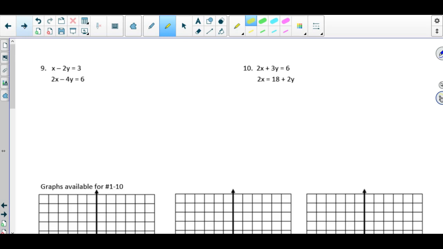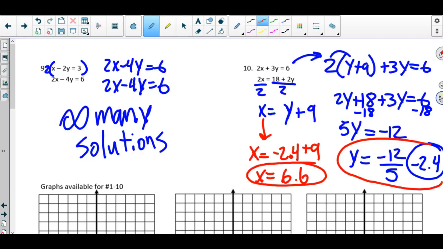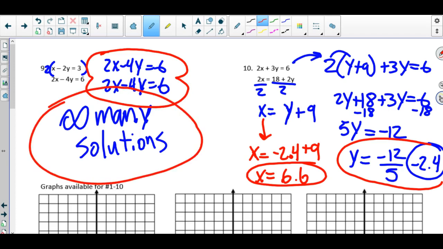9 and 10, same thing. I'm just going to give you the answer. That's just more problems like we've been doing. All right, number 9, I went with the elimination method. I noticed that if I double the top equation, it's going to cancel out the x's. However, once I did that, I noticed I got the exact same equation twice. Same equation twice is always infinitely many solutions. If you were to subtract here, you're going to end up with 0 equals 0. So infinitely many solutions.